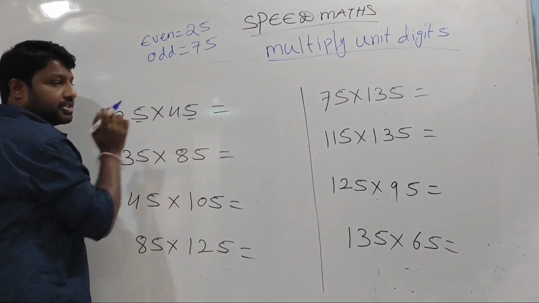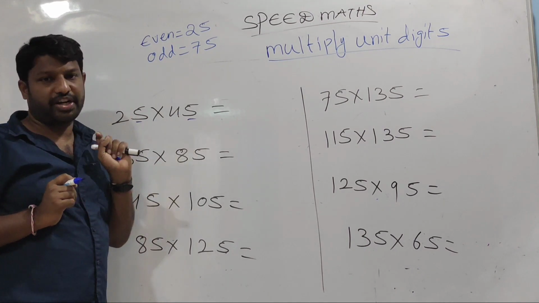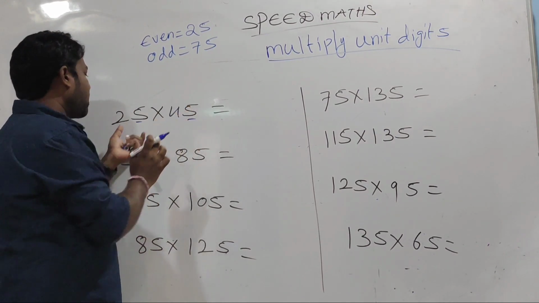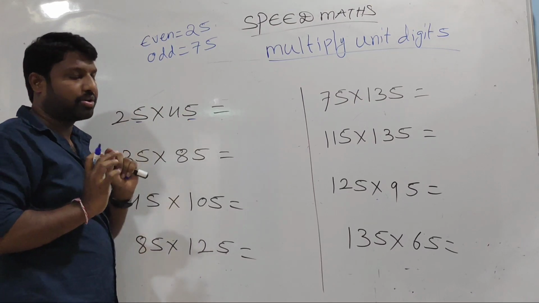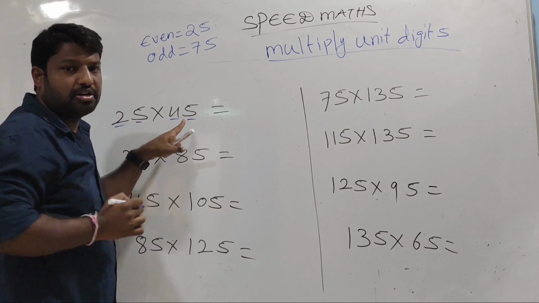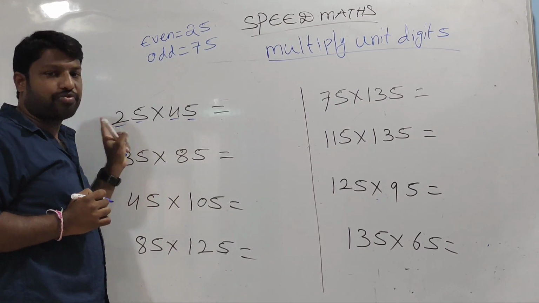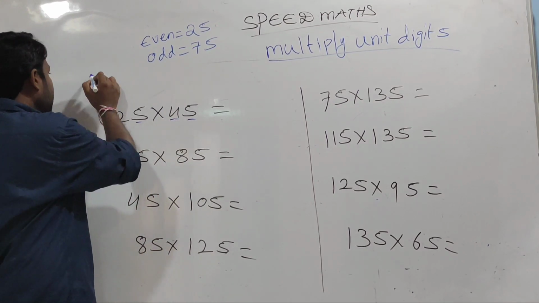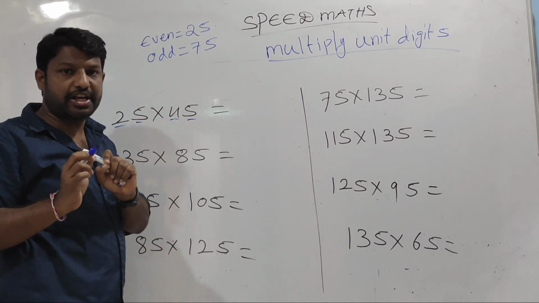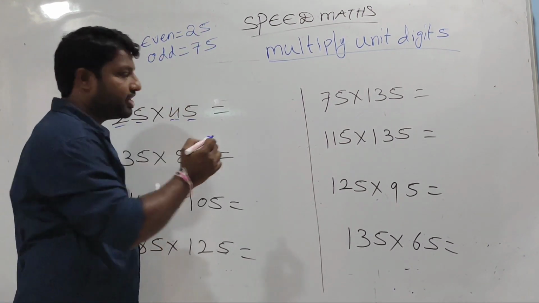Now see this, I am taking this example, 25 into 45. Here the last digit is 5, here 5. So I will check these two numbers. 2 is here, 4 is here. 2 plus 4, what is 2 plus 4? 2 plus 4 is 6. So 6 is even, and if it is even, I will write 25 as the last two digits.